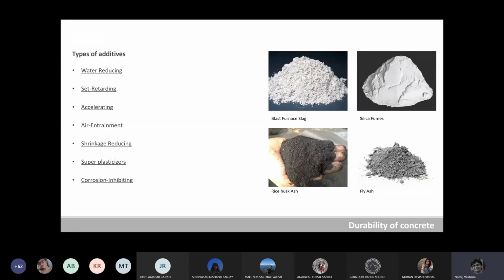Now the types of additives, why we use these additives and what they change. Some are, as you can see on the right hand side, elements like fly ash and rice husk ash. These are mineral additives, and blast furnace slag or silica fumes, these are chemical additives. Now the water reducing additive is usually used to reduce the required water content for a concrete mixture, and it can reduce that amount by at least 10%. So you will require 10% less water while constructing.